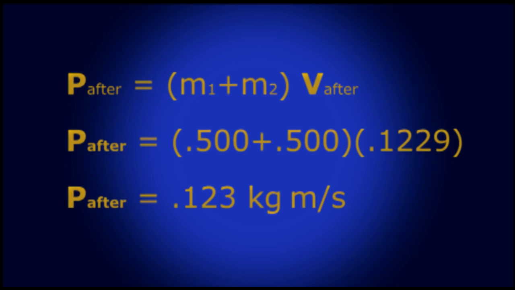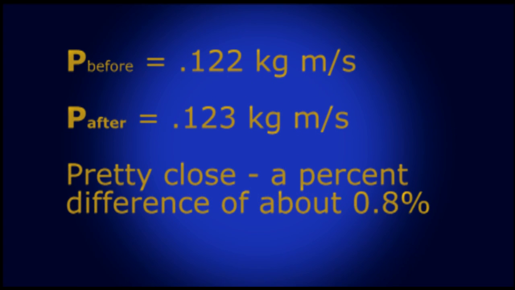After the collision, when the two carts stick together, the system momentum is the product of their combined mass and their shared velocity. The combined mass of the two carts is 1 kilogram, and the after velocity of 0.1229 meters per second lead to a momentum of 0.123 kilogram meters per second. A comparison of the momentum before and after shows that they are quite similar, and meets with the expectation that the momentum is conserved. That is, the momentum does not change with time.